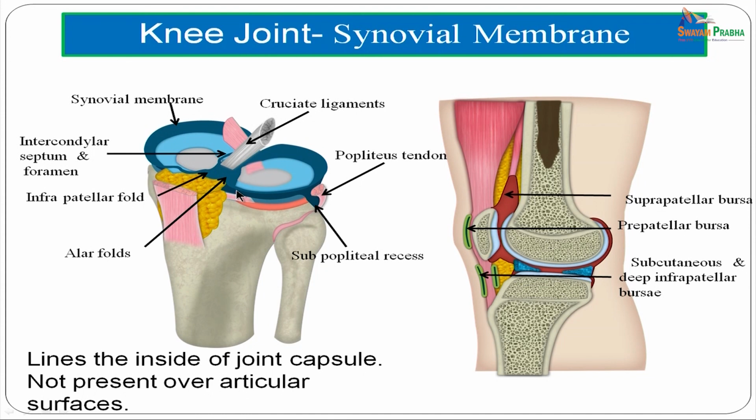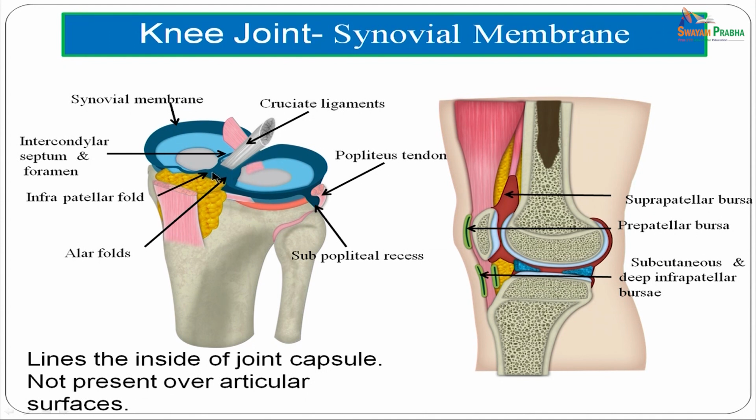From here, the synovial membrane reflects backwards, and from the posterior aspect, it runs forward as a double fold of synovial membrane which encloses the two cruciate ligaments. So, if you see these two cruciate ligaments, they are located outside the synovial membrane. This double layered fold of synovial membrane is called the intercondylar septum.